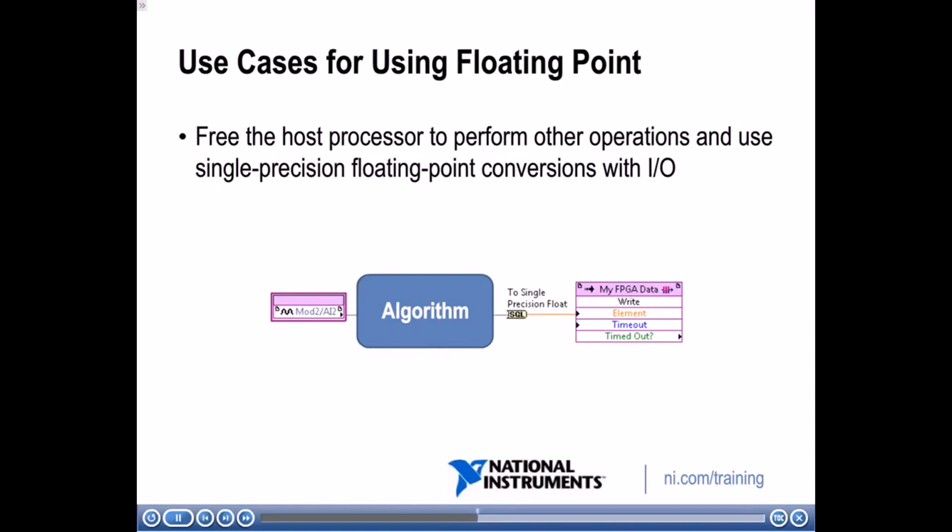For example, you might receive a voltage value as a fixed point data type, and maybe you convert the voltage value into a useful engineering unit value. After that, you convert that fixed point data type to a single precision floating point type and send that to the host. That way, the host processor doesn't need to use any CPU resources on that algorithm and conversion.